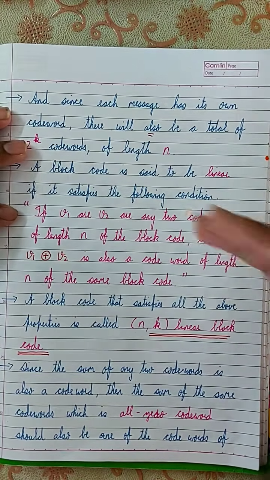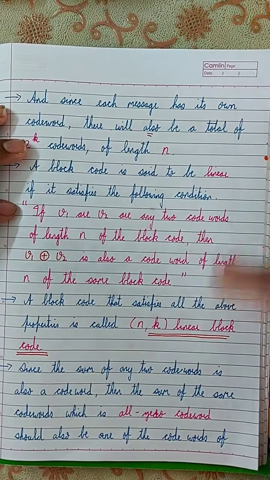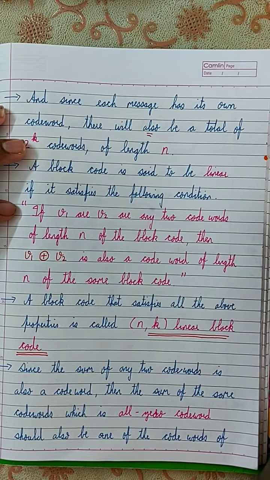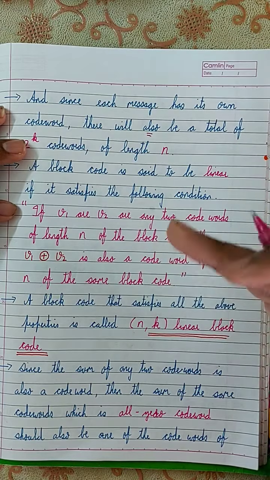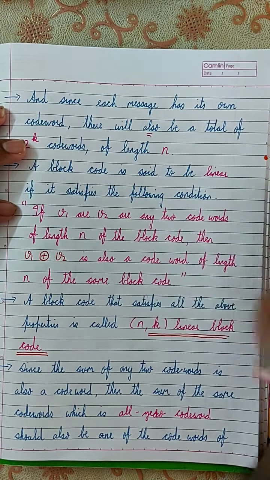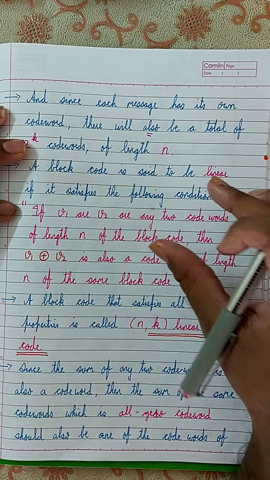That is one of the most interesting properties, one of the magics of this linear block code. We'll be seeing about this when we do an example. I will be using an example to explain all this. So this is what you call a linear block code.